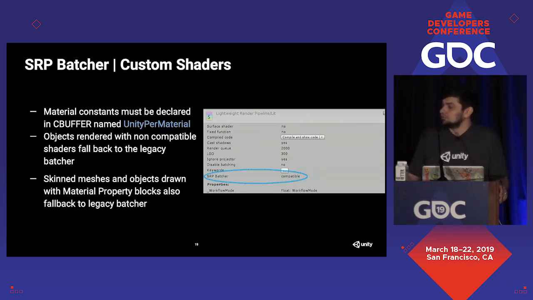Skinned meshes don't support the batcher, and objects that you draw with material property blocks don't either, because basically the batcher is an alternative to material property blocks, so you don't have to use them anymore.